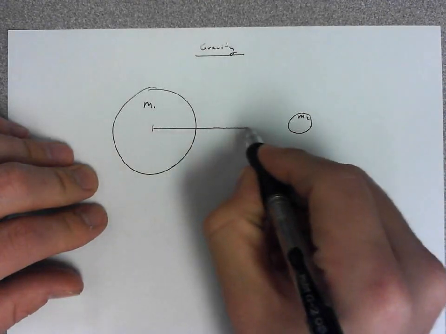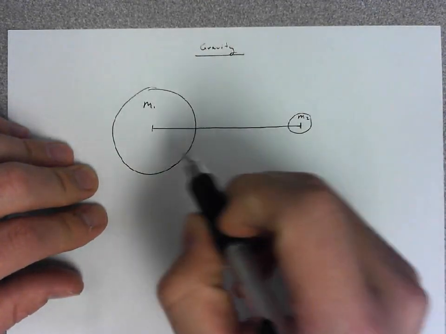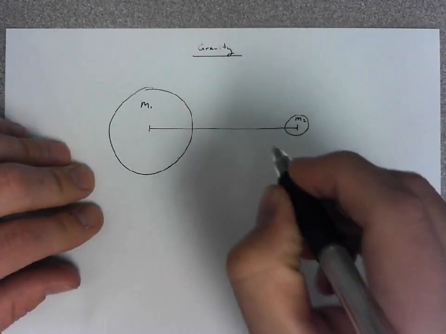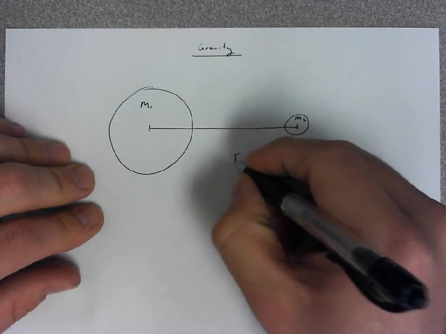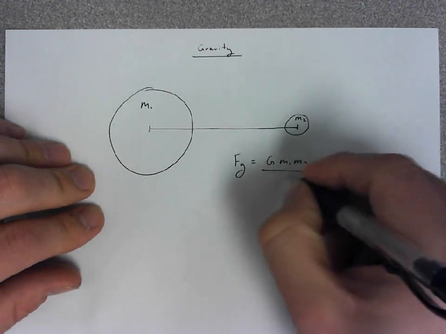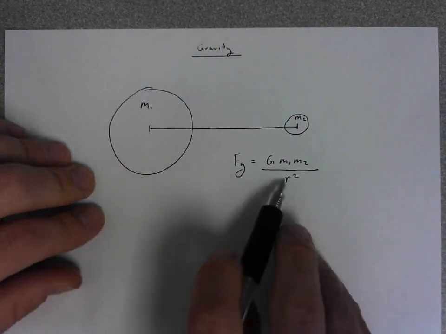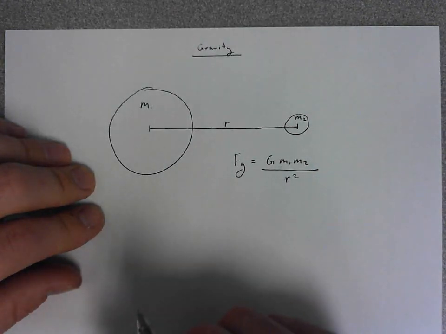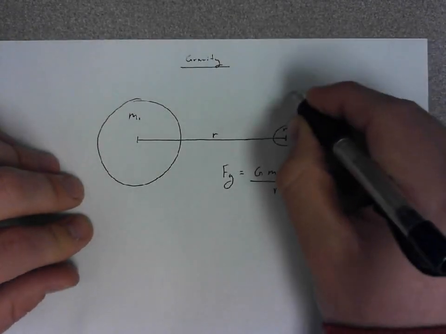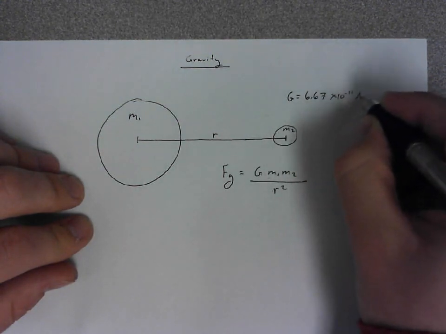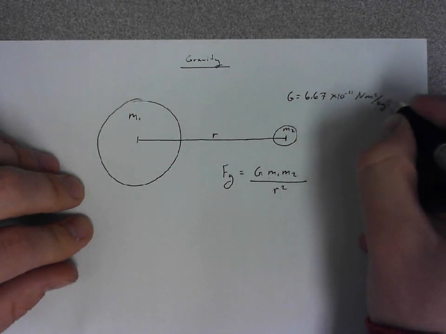We'll judge the distance between them from the center of mass of M1 to the center of mass of M2. And now Newton's law of universal gravitation looks like this. R being this distance here, M1 and M2 being the masses of each object respectively in kilograms, and G is 6.67 times 10 to the negative 11 Newton meters squared per kilogram squared.